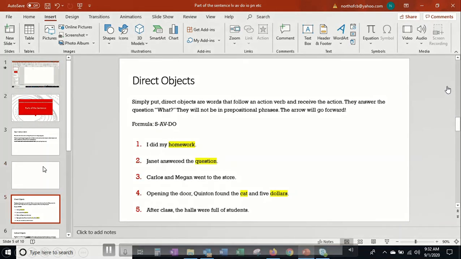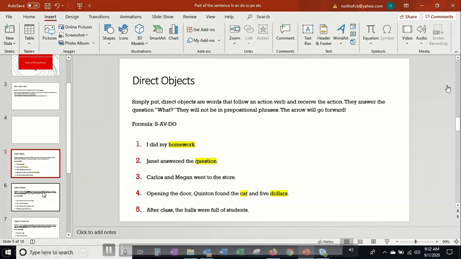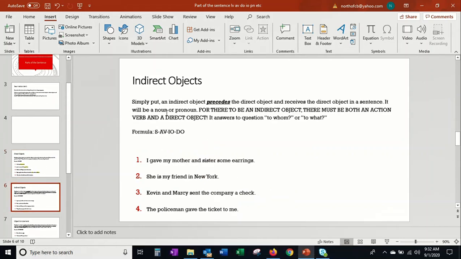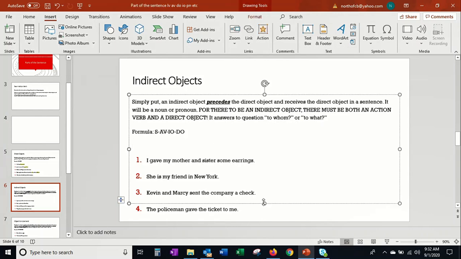Okay, so hopefully we understood direct objects. So we're going to move on and look at indirect objects. A couple of simple rules you need to know about indirect objects. First of all, do notice that they precede. That means they come before the direct object, and they will answer the question to whom or to what.